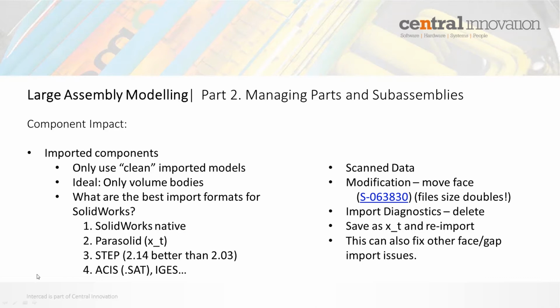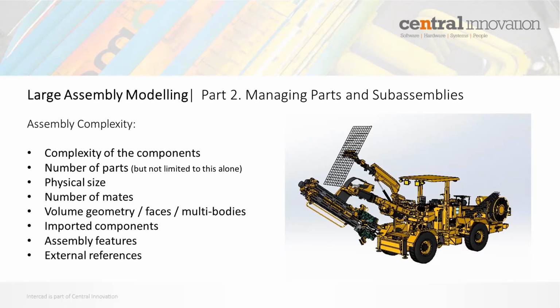Alright, so let's move on to assembly complexity. Assembly complexity is a combination of things, the first of which is the complexity of the components, some of which we've just covered. It can be related to the number of parts, but it's not limited to this alone. The physical size of the assembly, so parts have a size limit of a 1 kilometre cube centred on the origin. Assemblies similarly have a 100 kilometre cube centred on the origin, and if you get close to filling that physical size, then it will impact the performance of the model. The number of mates is definitely a consideration, and we'll talk about that a little bit later in this webinar.